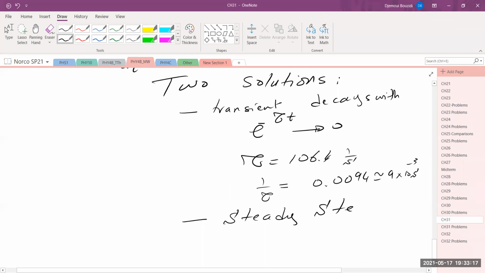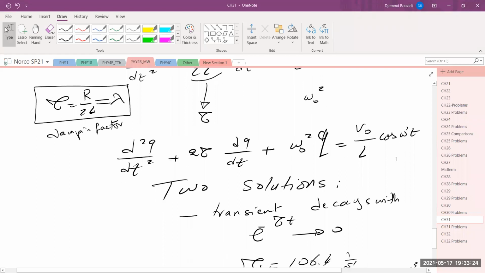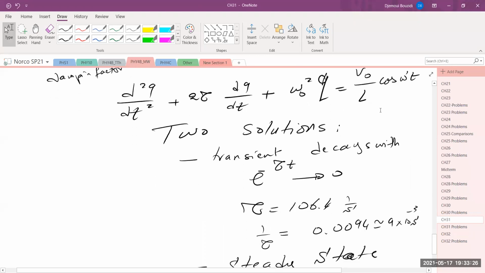And the steady state is the one of interest to us, because you have here an external signal. By the way, to find this one is easy. All you have to do is make the second half equal to zero. So it's going to be the same equation that we did in chapter 30, which is this equation.